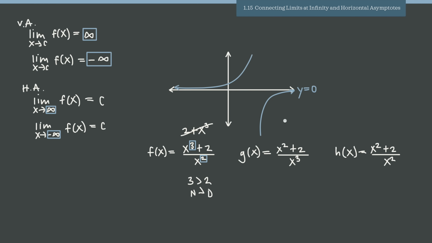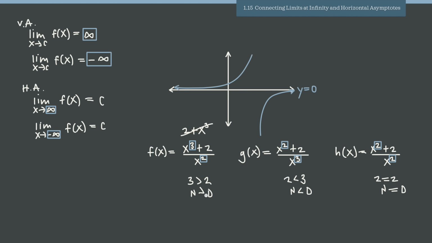We can contrast that with the function g of x here, where we have 2 in the numerator, 3 in the denominator. In that case, we would say 2 is less than 3, or the numerator is less than the denominator. And here with h of x, we see the only other possibility, which is that the degrees are equal to each other. So here we would say 2 is equal to 2, the numerator is equal to the denominator. The relationship between the numerator and denominator is what tells us where our horizontal asymptote exists, if it does.